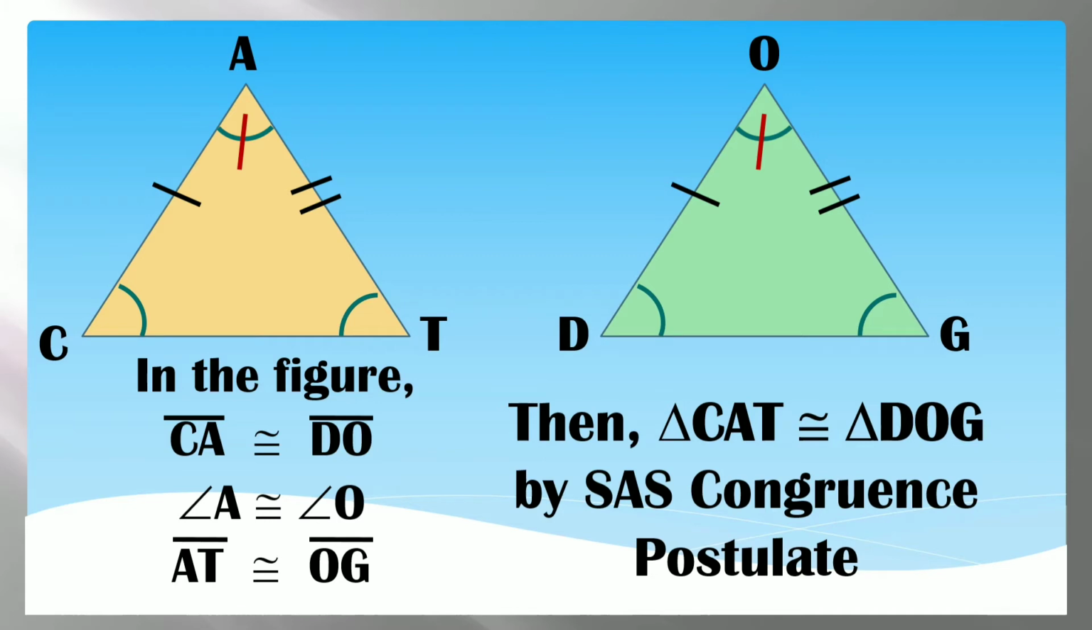So meaning, yung dalawang sides na ating triangle sa triangle CAT at dalawang sides dun sa triangle DOG, congruent po. And then, yung included angle nila, which is si angle A sa triangle CAT at si angle O sa triangle DOG ay congruent. So, using SAS congruence postulate.